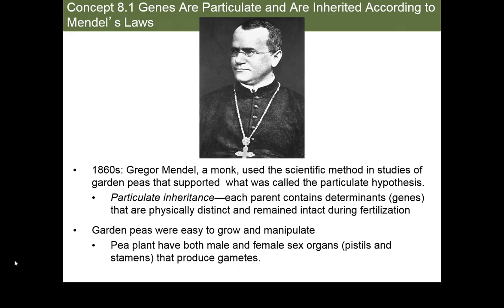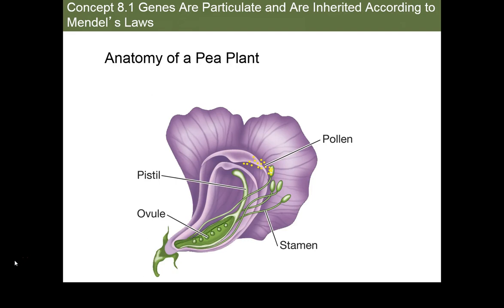He experimented with garden peas because of how easy they are to grow and manipulate. Pea plants have a variety of traits that we will see in a minute. He was able to take pollen from pea plants and cross it with another in his experiments. Here's a general picture of a pea plant flower. The stamen is the male sex organ where pollen is released, and the pistil is the female sex organ where pollen is caught to fertilize and make seeds.